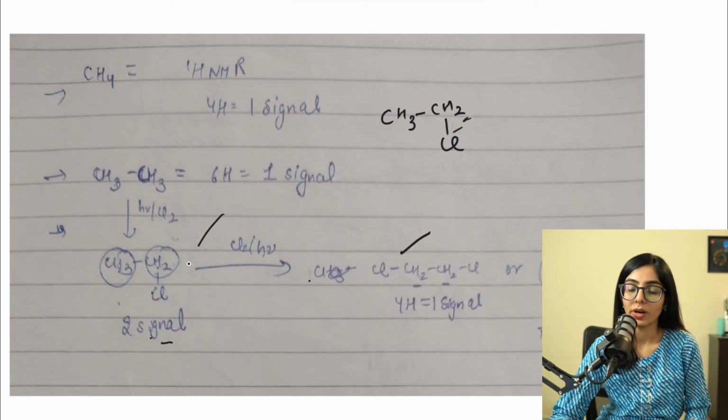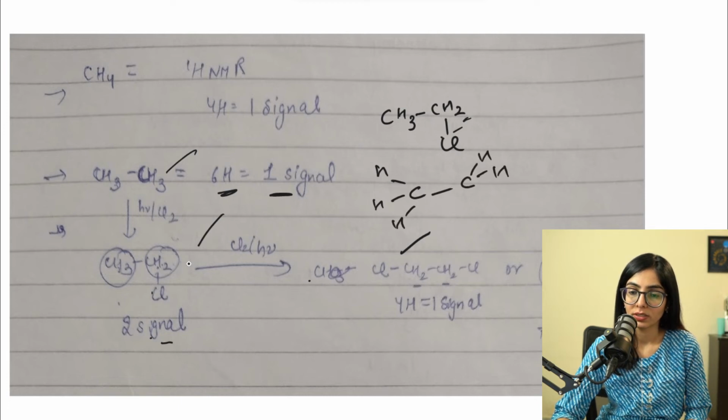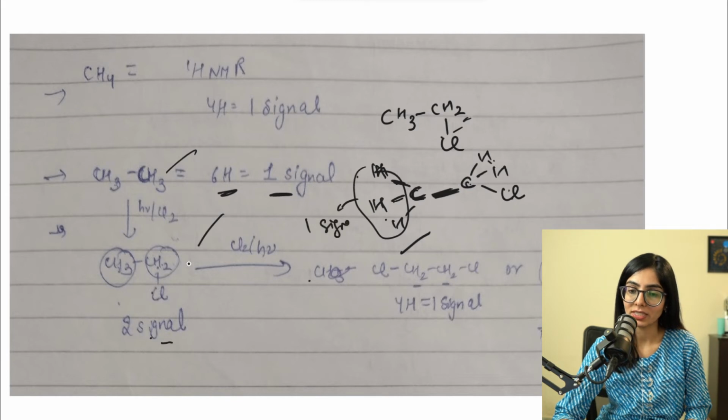Yeah. So over here, like in ethane, what happened? All 6 hydrogen giving one signal. So let's just see over here. Let's just open it up. Can you see over here that this hydrogen is connected to C and this CH2Cl? Again, this hydrogen is connected to the same carbon and then CH2 and Cl. So all 3 hydrogen will be giving one signal only, because they are facing the same environment.